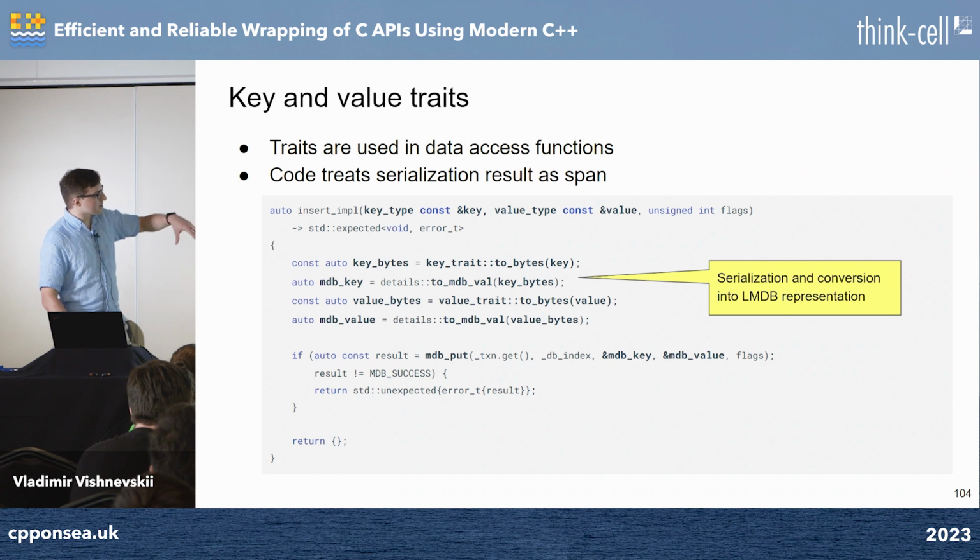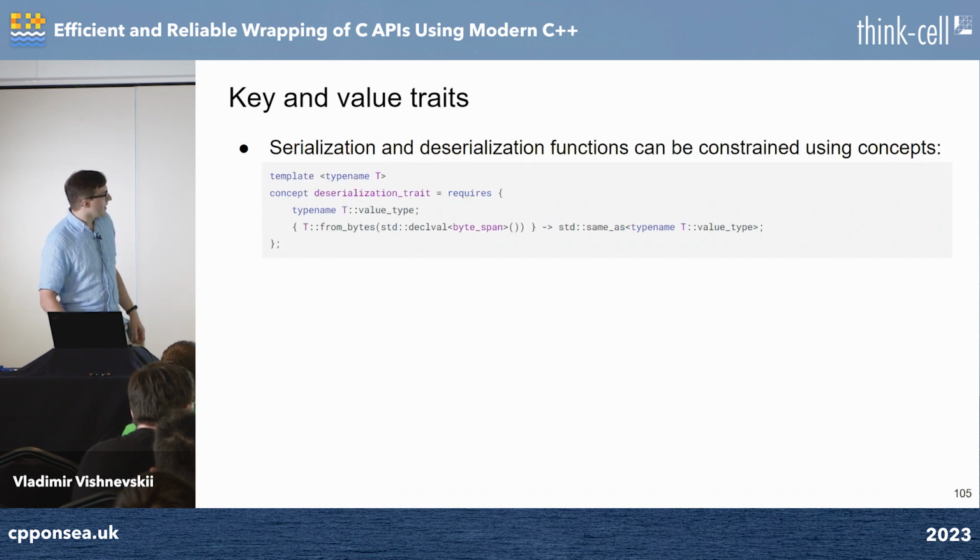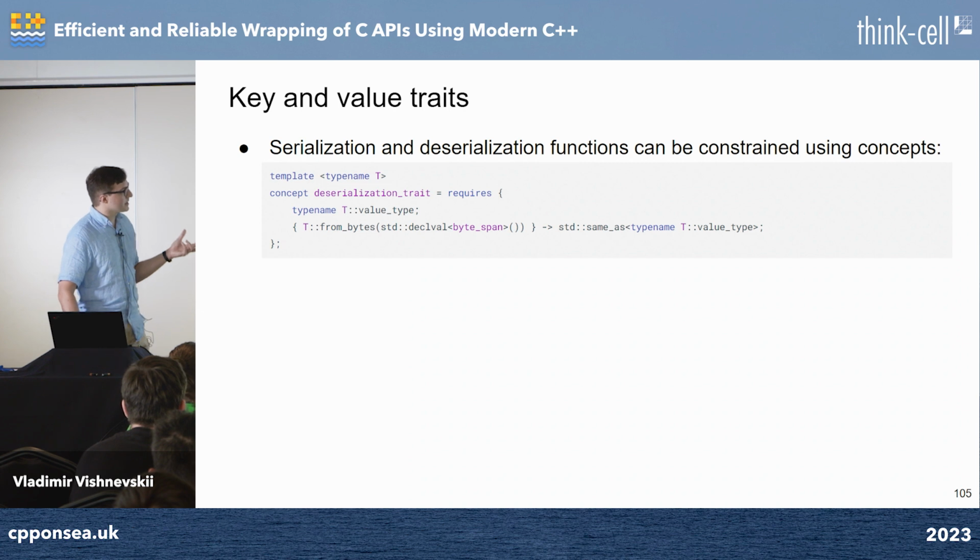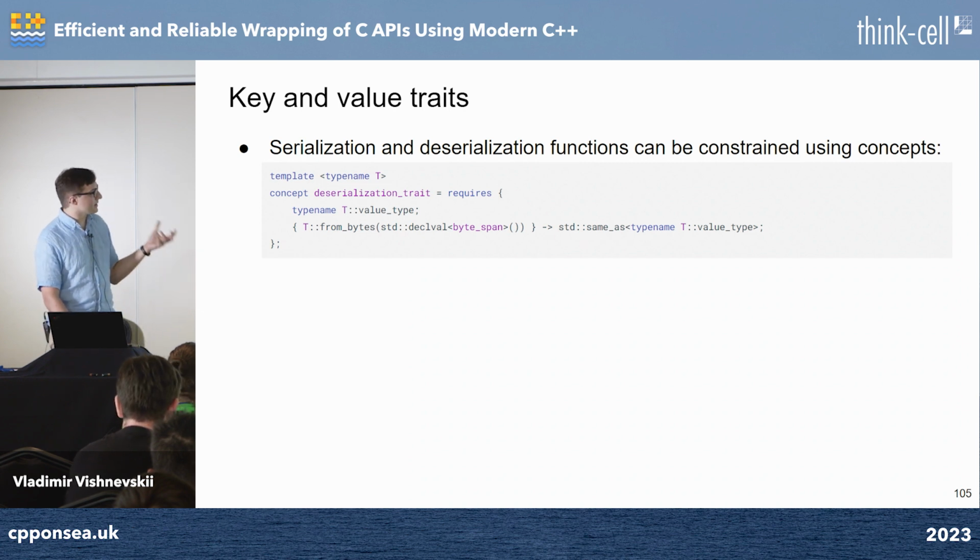That means the objects that were parameters when this function was called, their representation is copied into the function. And this we can restrict: our deserialization and serialization traits, we can use concepts to specify how those functions are supposed to look. This documents the code better, we get better error messages, and we can use those traits to verify our code without instantiation of our database.